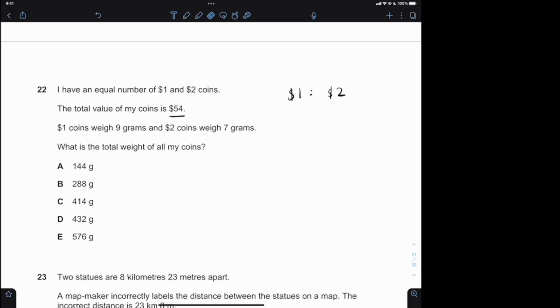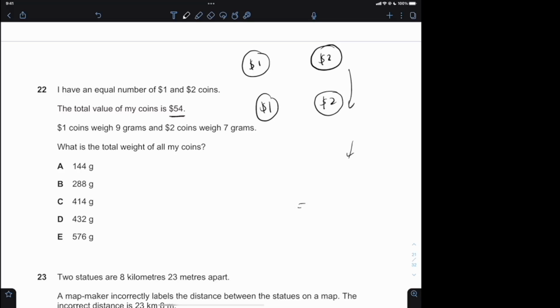Right? And so I think the best way to look at this is to see, okay, well, for every $1 and $2 coin, we have an equal number, right? So we're going to have a $1, $2 coin. We're going to have another $1, $2 coin. We've got to work out how many times this can add up to give us a total of $54.